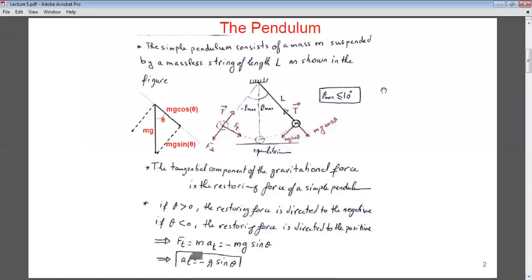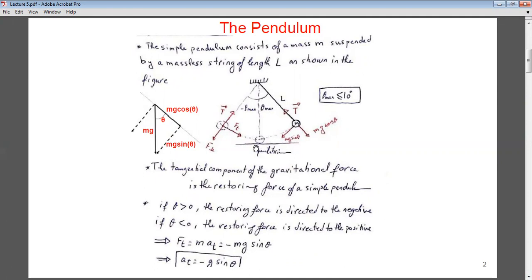So the pendulum, what is the pendulum? The simple pendulum consists of a mass M suspended by a massless string of length L. We say a massless string, that is, the string is so light that the only mass we care about is the mass of the particle suspended from the string. But the string has a length L, as shown in this figure.